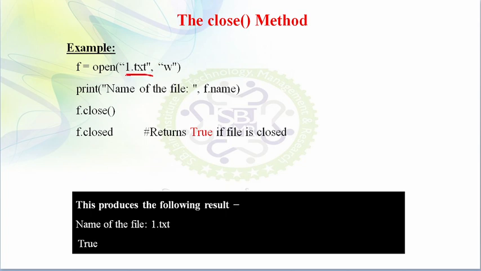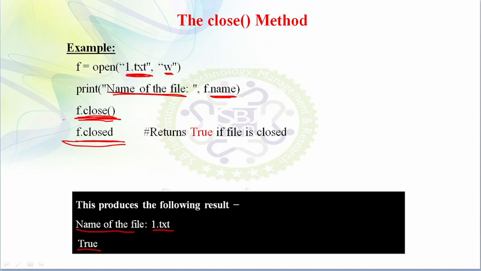Suppose I have the same file 1.txt and I'm opening it in the writing mode, and now I want to print the name of the file by using f.name. So it will print the name of the file is 1.txt, and now I'm closing the file by using f.close(). And now I want to check whether my file has been closed properly or not. So now I will use the f.closed attribute. This returns the true value if my file is closed. Since we have already closed the file, f.closed will return a true value.